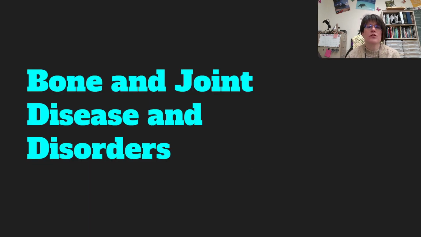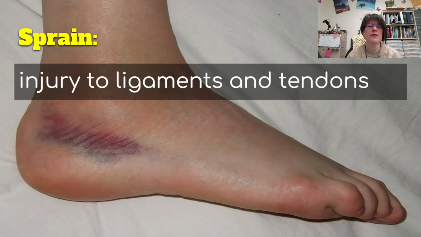So let's also talk about some bone and joint diseases and disorders. Now, there are many more that occur in the body, but these are the ones I want you to know. First of all, a sprain. Who hasn't had a sprain? This is an injury to ligaments and tendons. On the surface, you can see the bruising. Underneath, those ligaments and tendons have been torn or overstretched, and they need to heal, and that takes time to heal. So, there would also be probably a lot of swelling from that sprain as well.